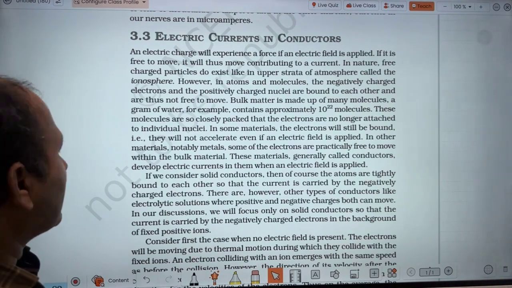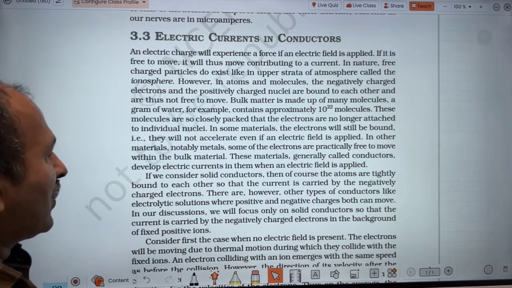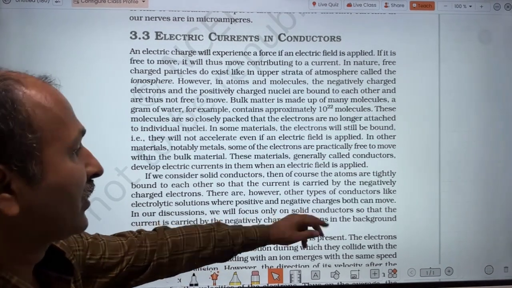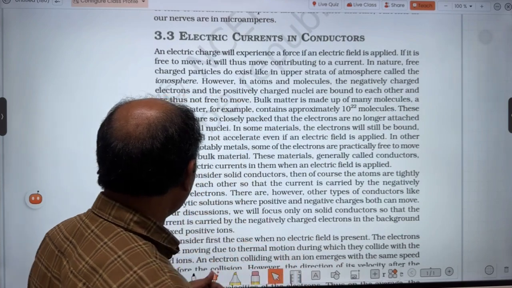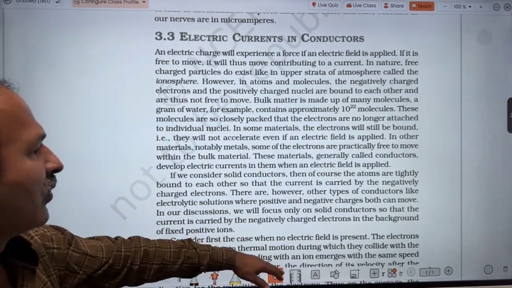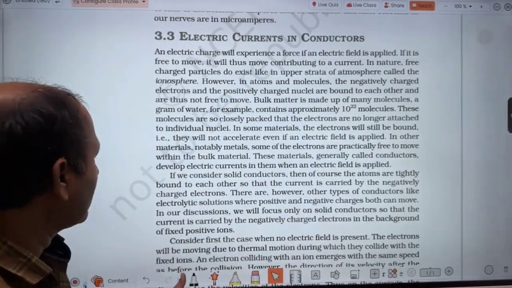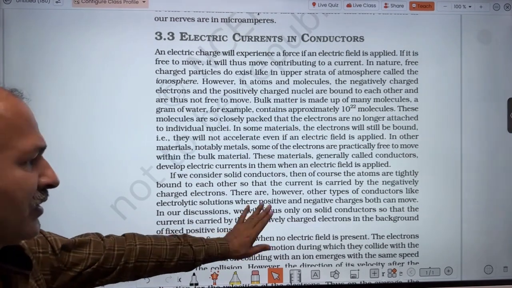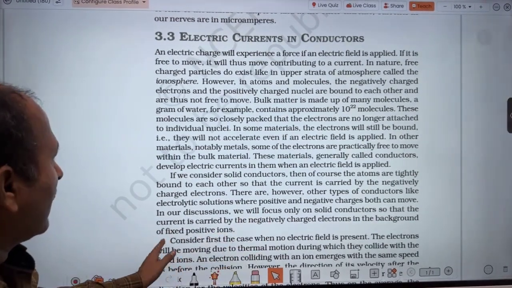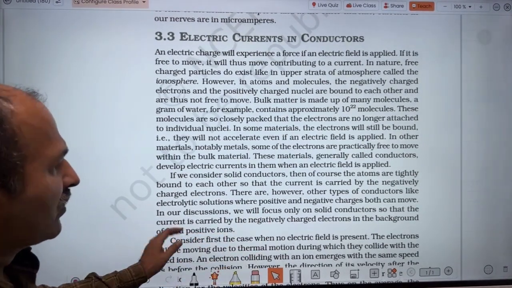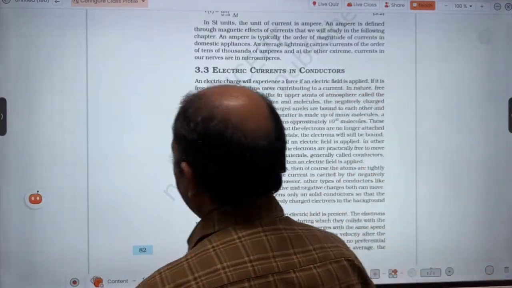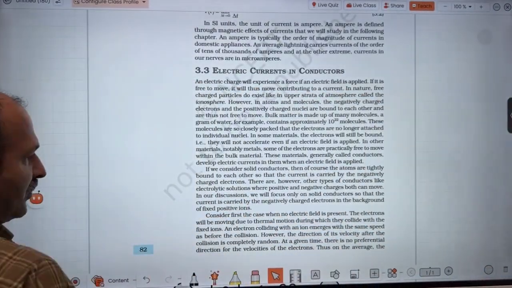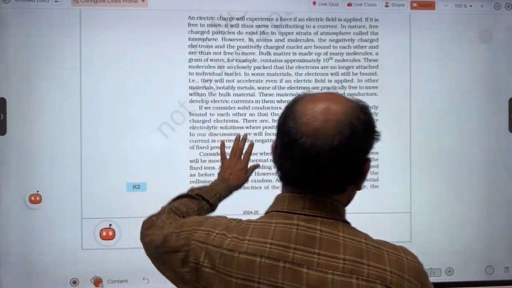There are, however, other types of conductors like electrolytic solutions where positive and negative charges both can move. This point you have to keep in mind. Positive and negative charge both can move. In our discussion, we will focus only on solid conductors so that the current is carried by the negatively charged electrons in the background of fixed positive ions. So this is the basic concept. Now let's proceed.